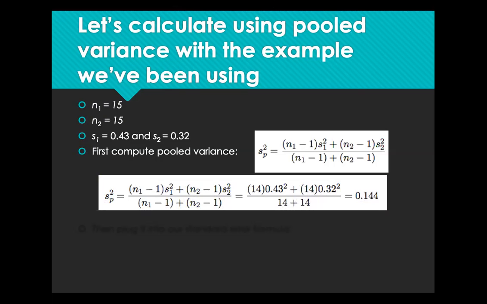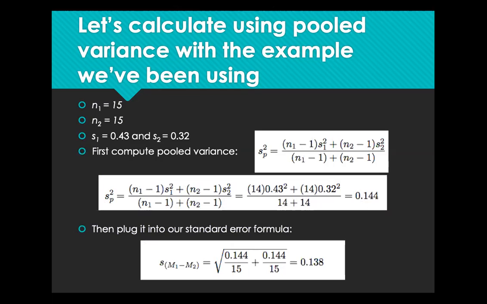You will see, I'm going to try using the pen here. So this formula is degrees of freedom times the variance for the first group.